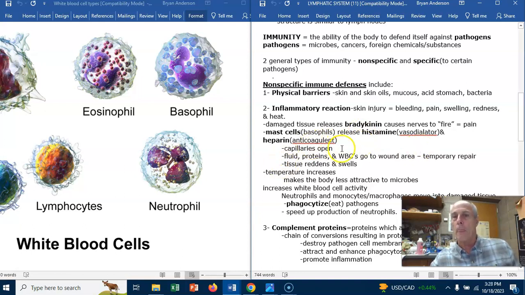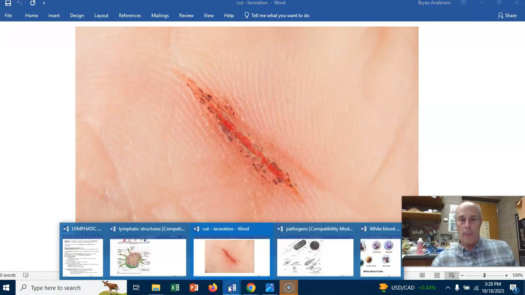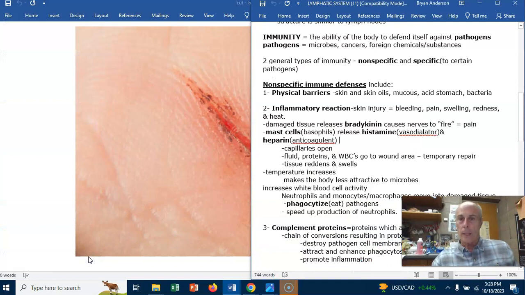So capillaries open. That's what histamine does. It's a vasodilator. Fluid, proteins like eventually fibrinogen, and white blood cells go to the wound area for temporary repair. And then because there's all that fluid and blood there, the tissue reddens and swells. If we look back at that image, you can see those things going on. There's a reddened perimeter around this. You can't really see it swollen, but there's likely a little puffiness here. When it first happened, it would have bled in response to that release of heparin into the area.